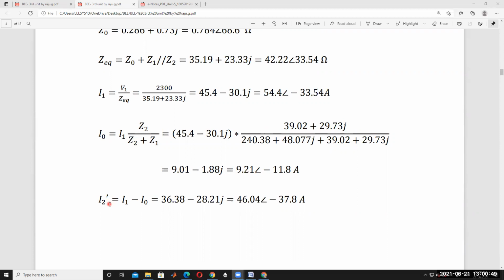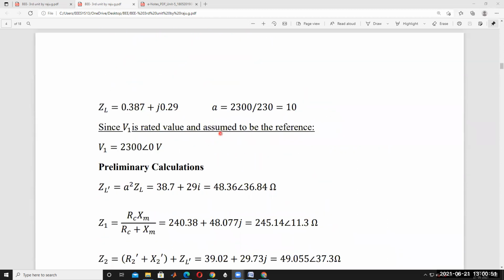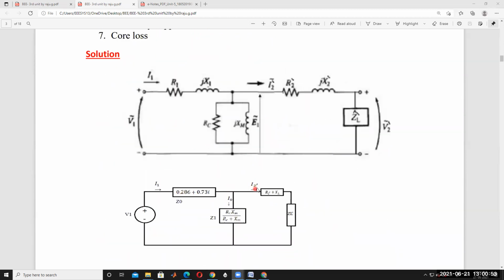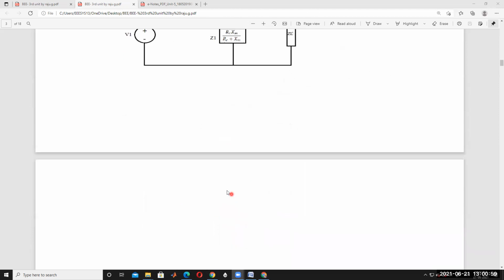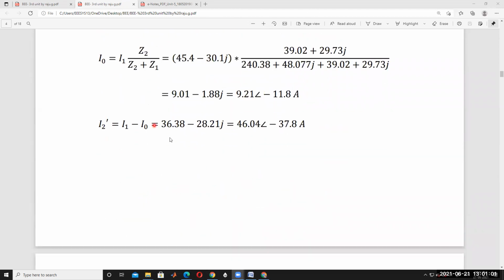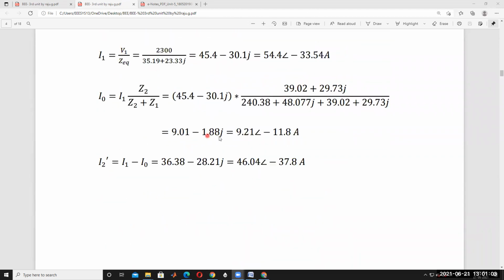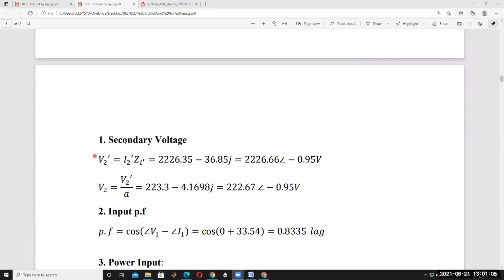Then I2 dash is equal to I1 minus I0. So what is this current? This entering current minus this leaving current is nothing but I2 dash. Substitute and you will get I2 dash. So these are the preliminary calculations to find the different quantities asked in this question.